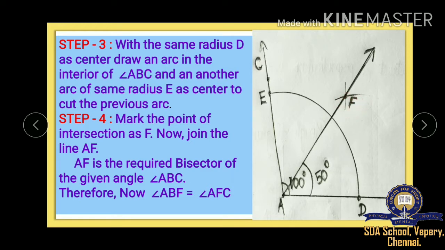Now join AF. See, now AF is the required bisector of the given angle ABC. Therefore, now we will check whether the two angles are equal, right? So when we check using protractor, we get 50 degree. So therefore, these two are equal and now the construction part is correct. Are you clear, children?